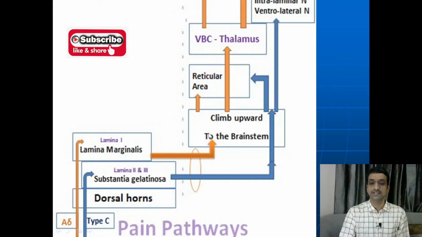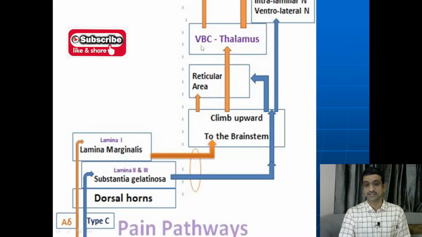Now we'll take up the fast pain. When they're climbing, a minority of the fibers, you can see the small, thin arrow, ends up in the reticular area of the brainstem, whereas the majority of the fibers, the bold arrow, go to the ventrobasal complex. That is what we have seen in the dorsal columns also. So the second order neuron ends up in the thalamus, that is the ventrobasal complex, for the fast pain pathway.